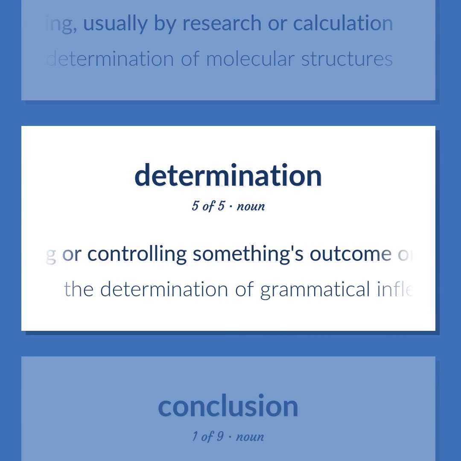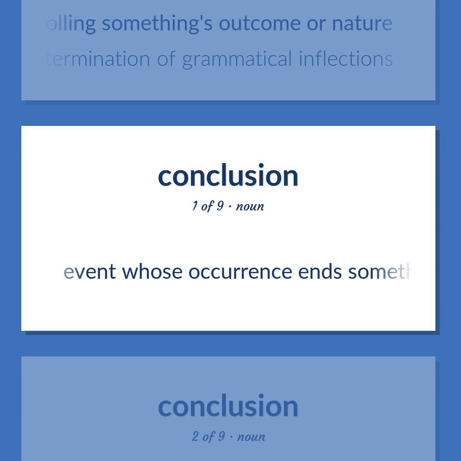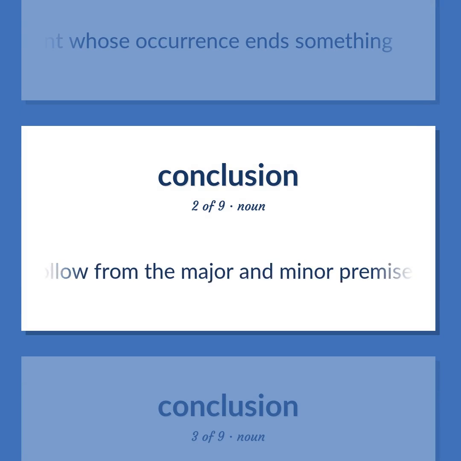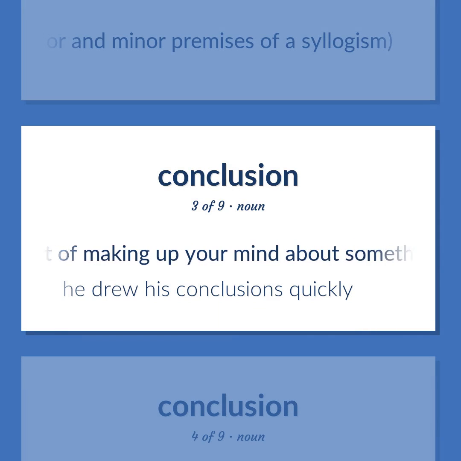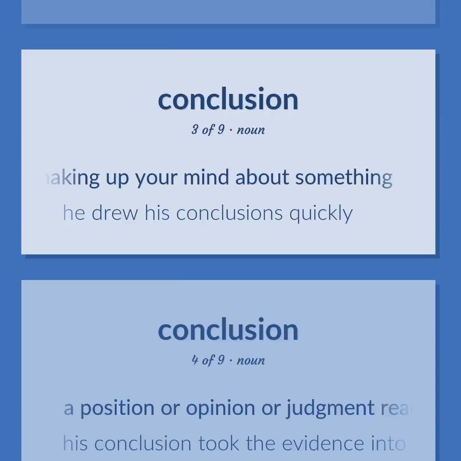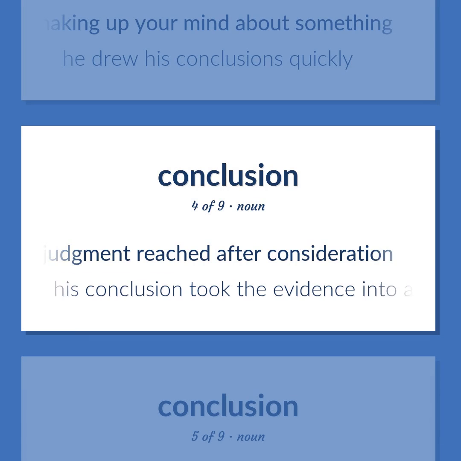Deciding or controlling something's outcome or nature. The determination of grammatical inflections. Event whose occurrence ends something. The proposition arrived at by logical reasoning. Such as the proposition that must follow from the major and minor premises of a syllogism. The act of making up your mind about something. He drew his conclusions quickly. A position or opinion or judgment reached after consideration. His conclusion took the evidence into account.